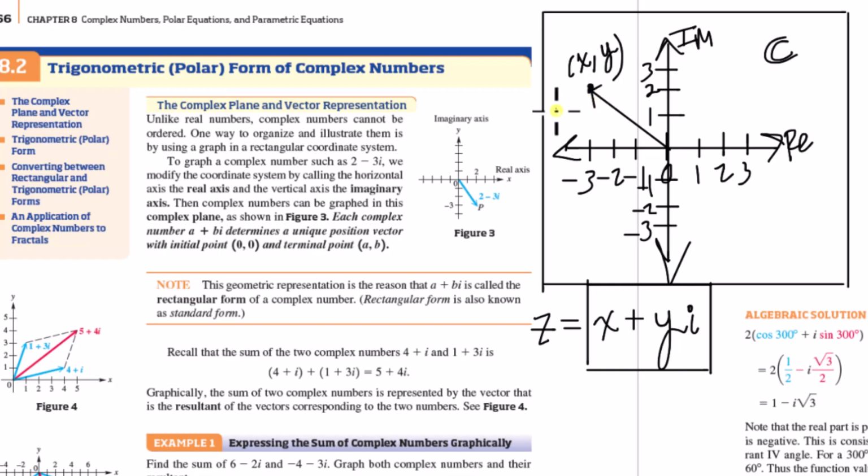Right? That makes sense. And so why do we want to do this? Well, just because if we're trying to understand how complex numbers work, we're going to use all the mathematical tools available to us. If we're dealing with something in a plane, well, then we can bring vectors in. Why not do that? Maybe looking at complex numbers from the perspective of vectors would be useful in some sense. But this vector has components, and this vector here would have components -3 and +2. Okay, so to graph a complex number, such as 2 minus 3i, we modify the coordinate system by calling the horizontal axis the real axis and the vertical axis the imaginary axis.